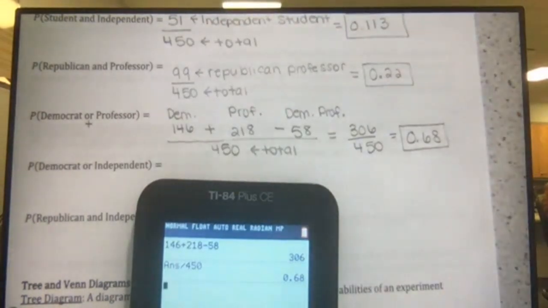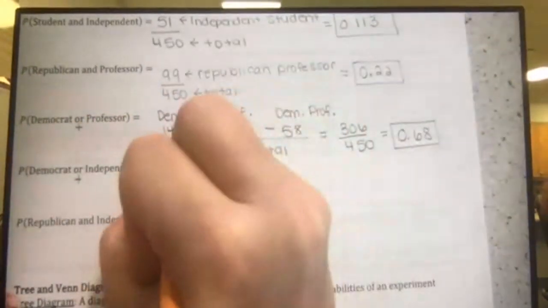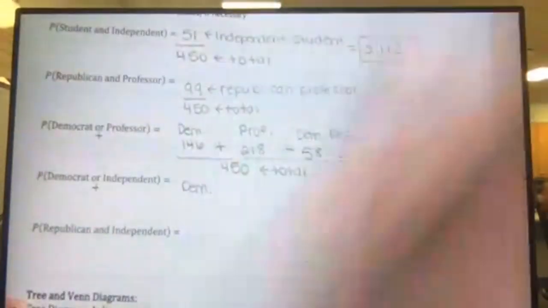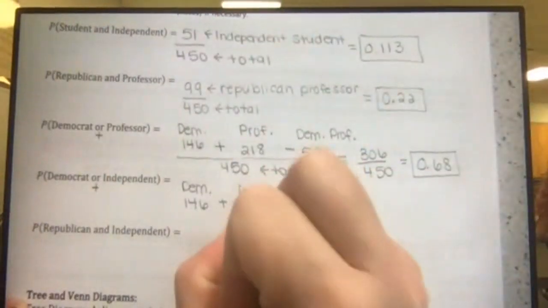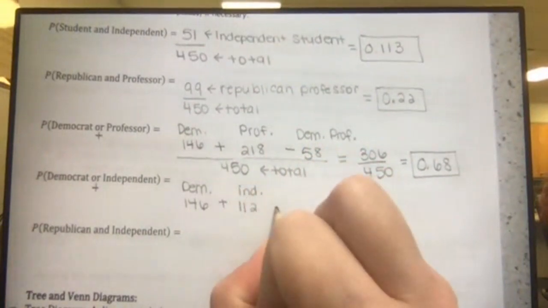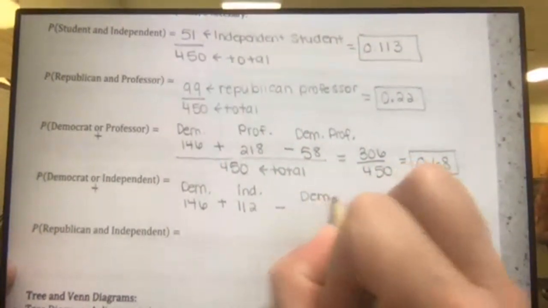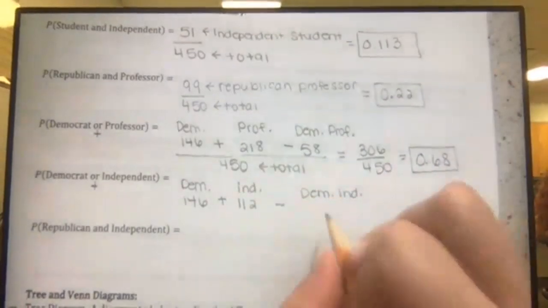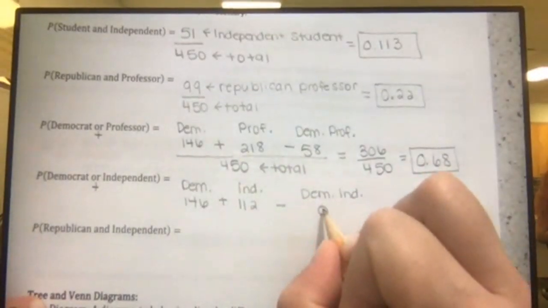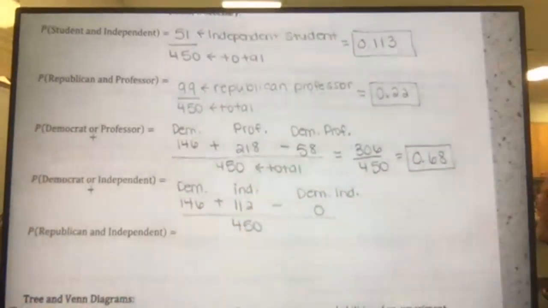Same thing for the next one, probability of Democrat or independent. So or means add, we're going to do the same exact concept. How many Democrats are there total? We said 146, plus how many independents are there total? 112, minus how many Democrat independents are there? 0. You can't be both. You're in one party or another. So 0 out of our total 450. That would be our mutually exclusive.